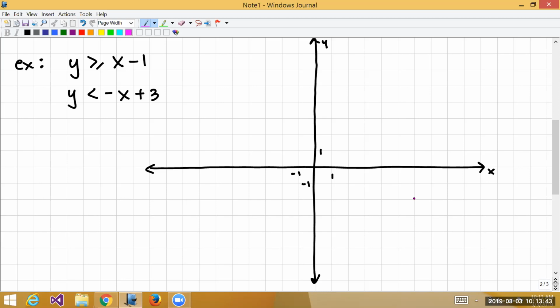Remember, the solution to a system is a point or a set of points that satisfies all of the equations or inequalities of that system. So in this case, we are looking for all the points that satisfy both inequalities. So let's go ahead and first graph y is greater than or equal to x minus 1. So we put our y-intercept at -1, and the slope is 1. So we go up 1 to the right 1. We can go ahead and draw a few points.